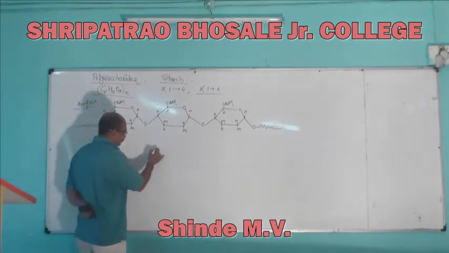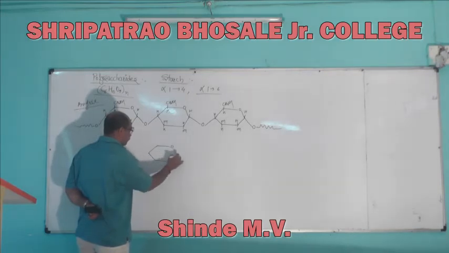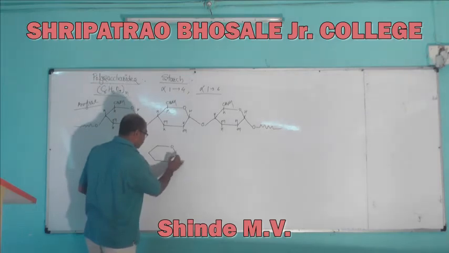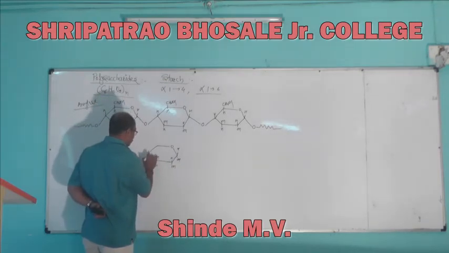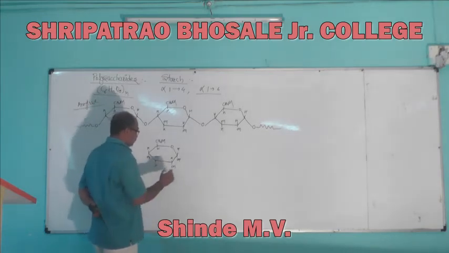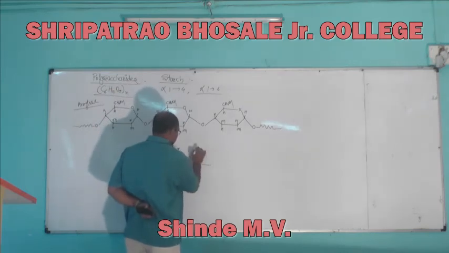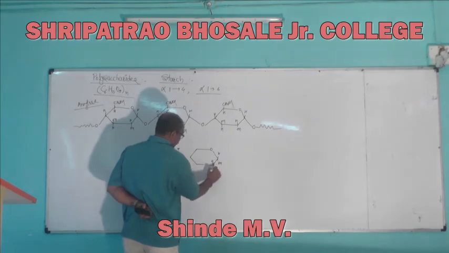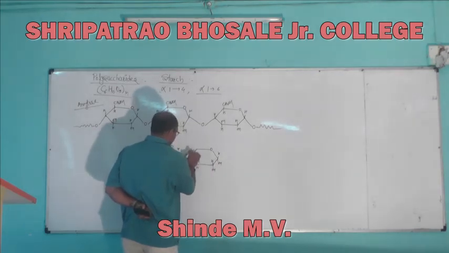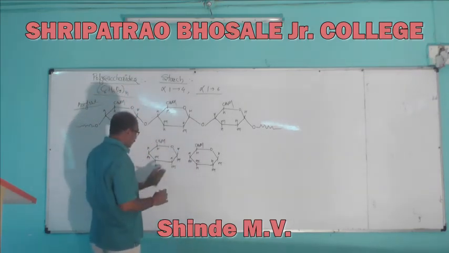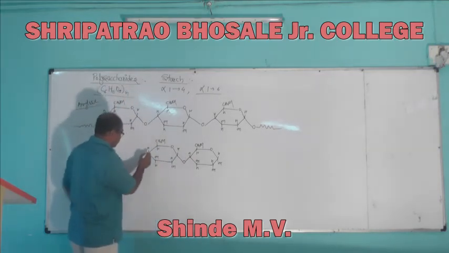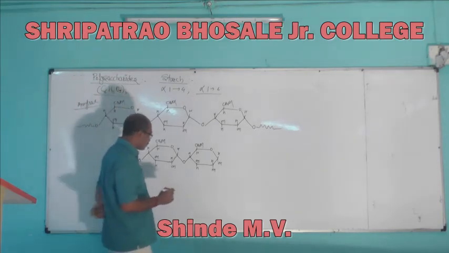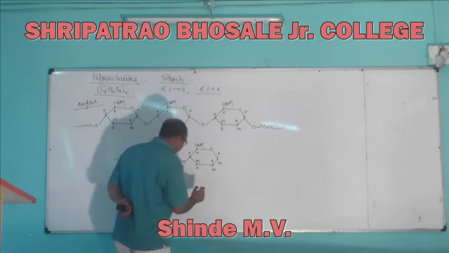I am drawing the structure. This one here is the structure of amylopectin, which has the alpha 1 to 4 linkage. Also, it has the branching like this.